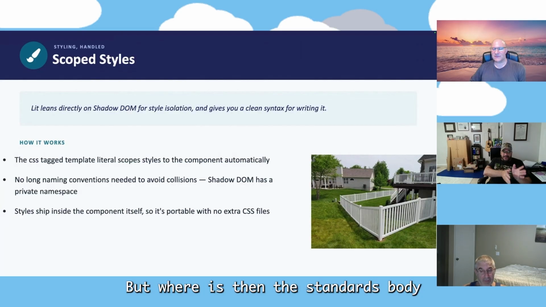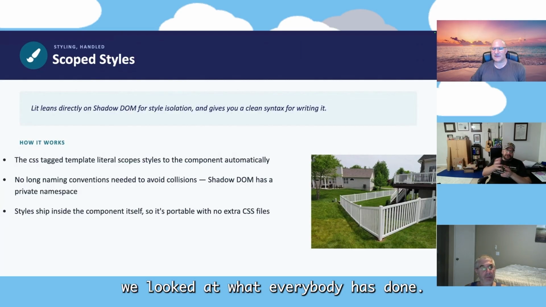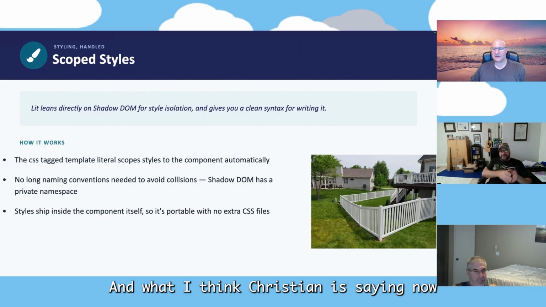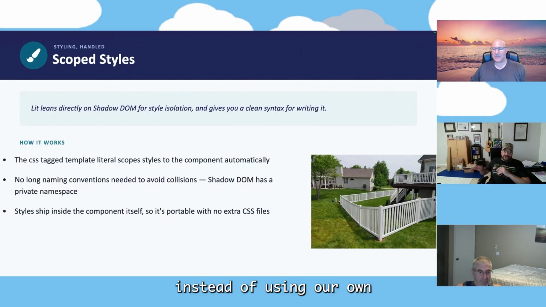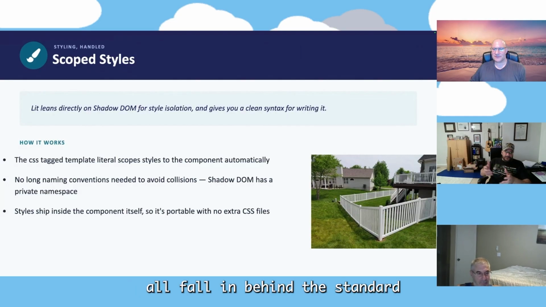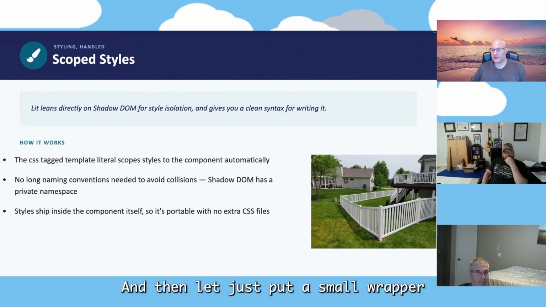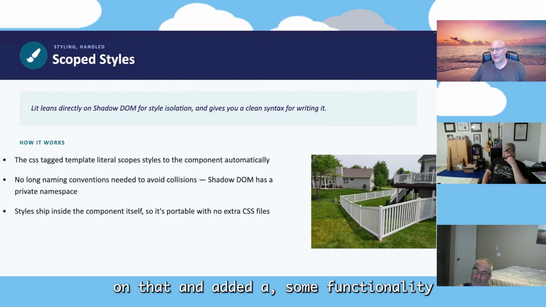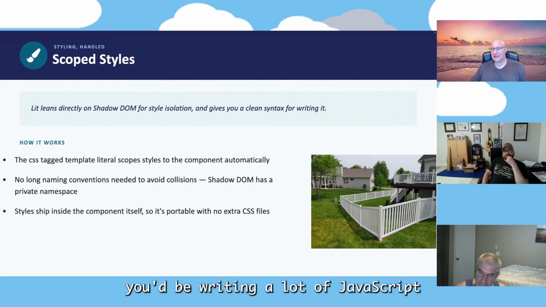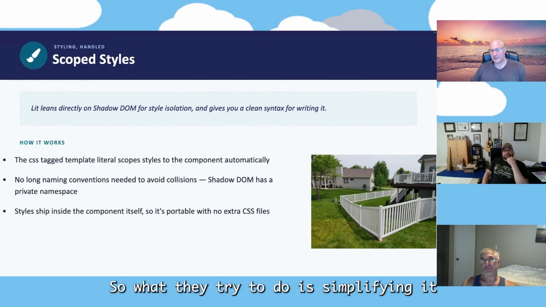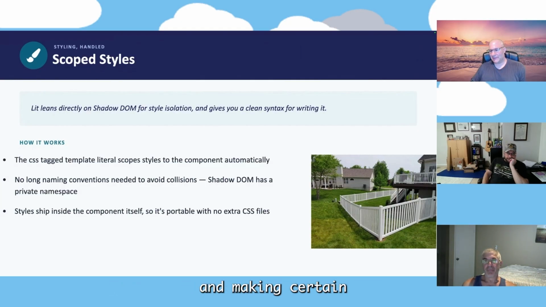But web components is the standards body saying, okay, we looked at what everybody's done. Now we're going to try to standardize it. And what I think Christian is saying now, the big boys are starting to say, okay, instead of using our own implementation, let's all fall in behind this standard so that everybody will do it the same way. And then Lit just put a small wrapper on that and added some functionality, so you don't have to write the same code. If you just stuck with web components, you'd be writing a lot of JavaScript and you would be repeating. You could do it, but it would just be a lot more code. So what they tried to do was simplify it by adding this wrapper and making certain functionalities available through it.